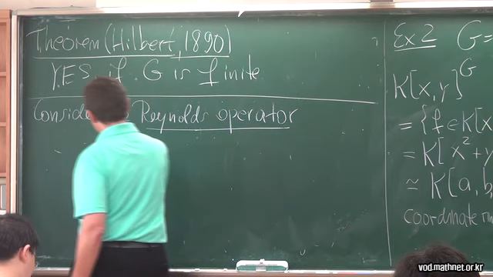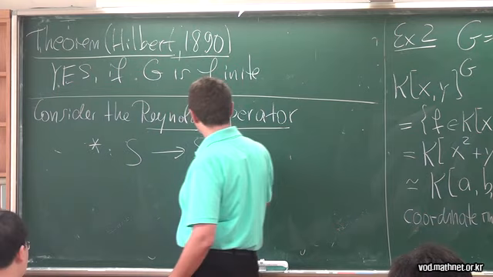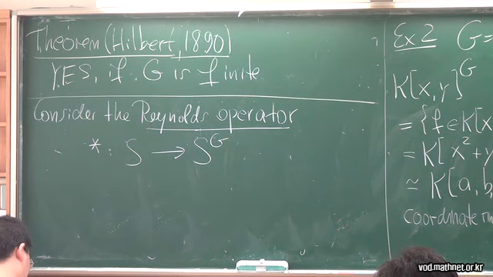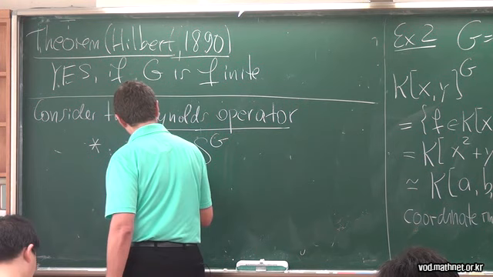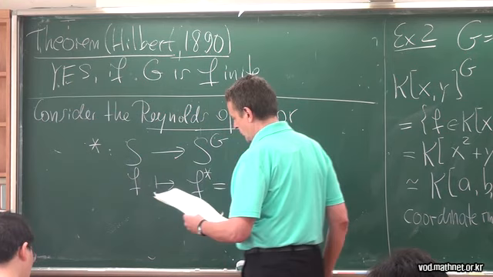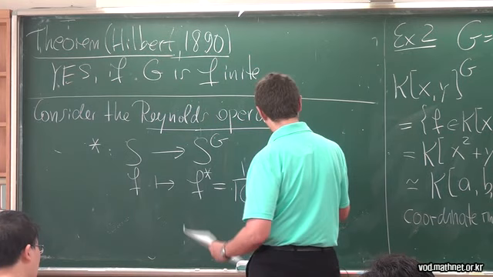So that's a linear map, which I'm going to call star, from the polynomial ring to the subring of invariants. And it's the averaging operator. So star stands for averaging. So what do you do? You take a polynomial and you map it to its average under the group, by which I mean 1 over |G| times the sum over pi in G of pi of f.